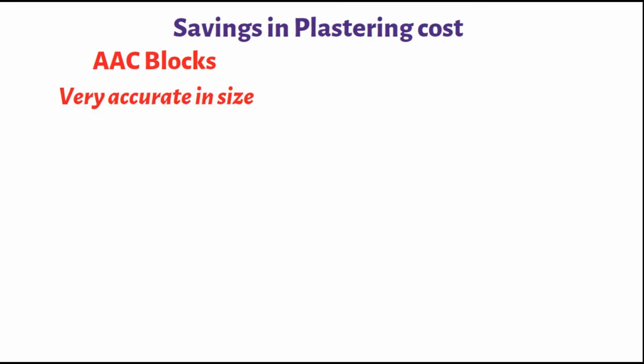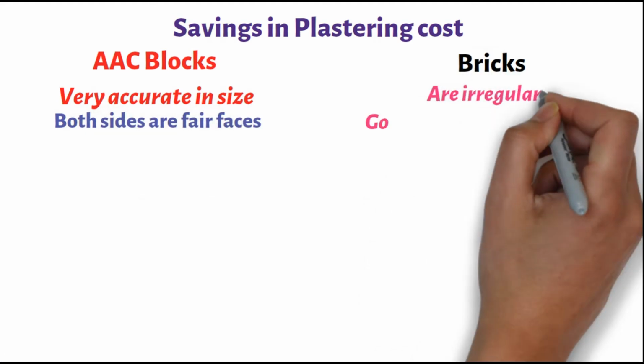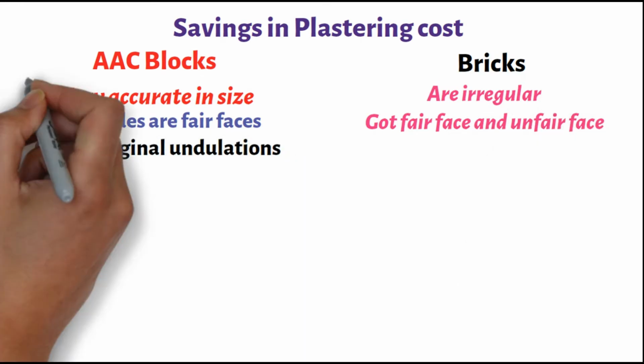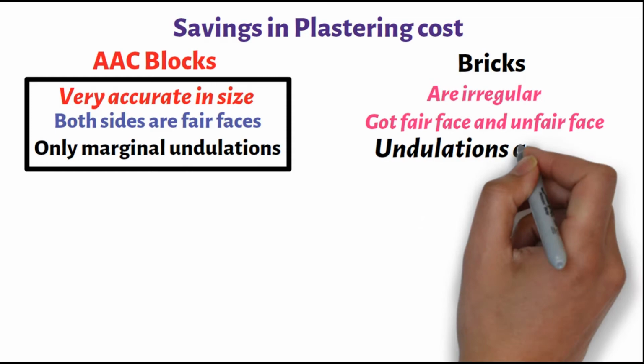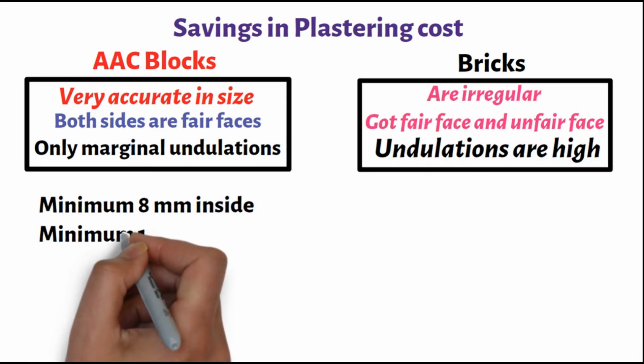AAC blocks are very accurate in size. Both sides are fair faces, whereas bricks are irregular and have a fair face and an unfair face. AAC blocks have marginal undulations, whereas brick undulations are very high, mainly on the unfair face.